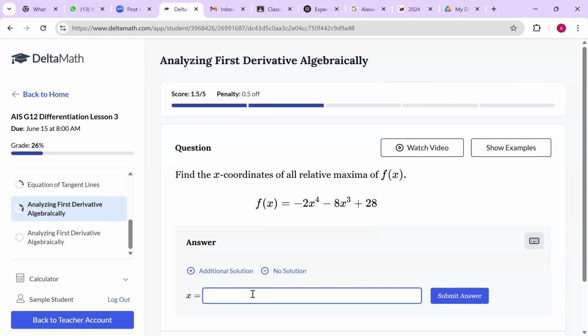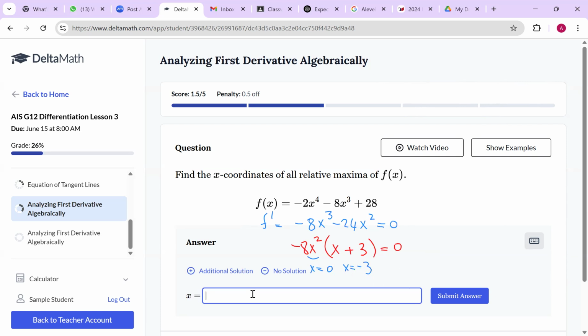So again, we begin by getting f dash or y dash, which is -8x^3 - 24x^2, and this is equal to 0. So let's take -8 as a common factor, and let's take x^2 as well. So we are left with x plus 3 equals 0. So the solutions are x equals 0 and x equals -3.